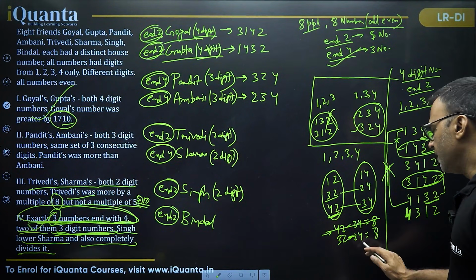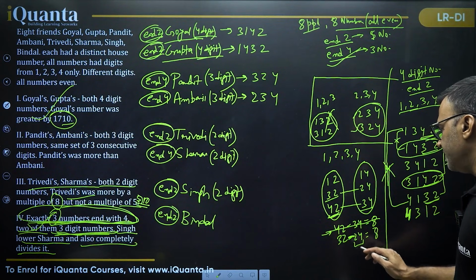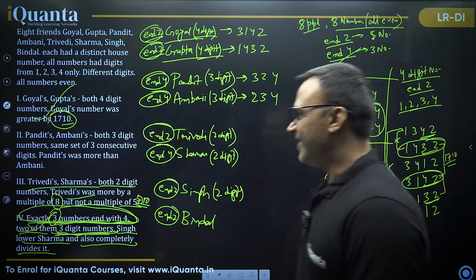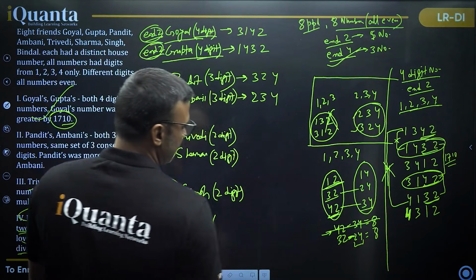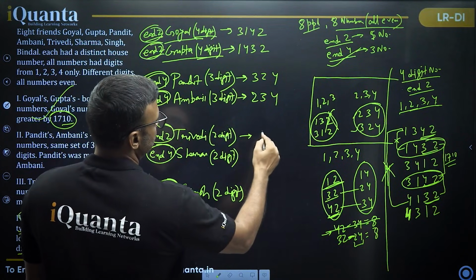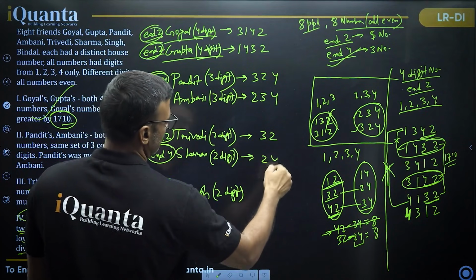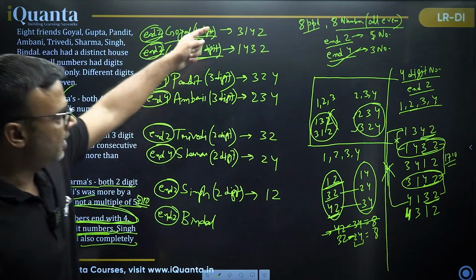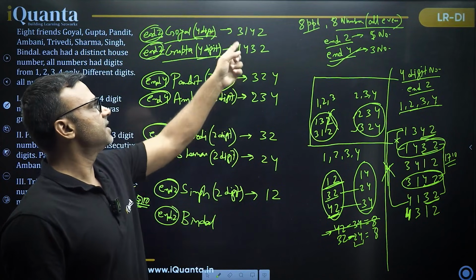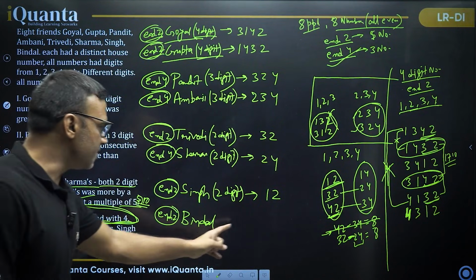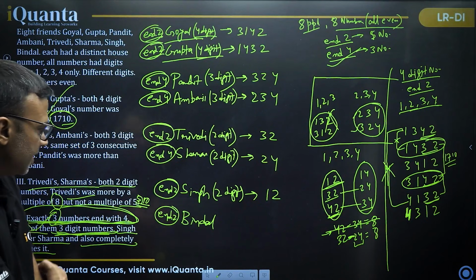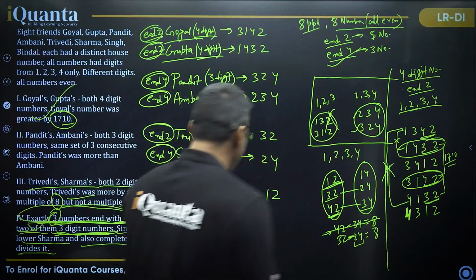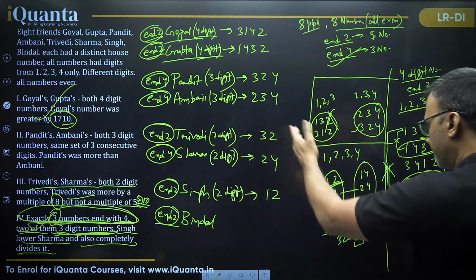Check that also. So if I take Sharma as 24, is there any 2-digit number which divides 24? Yes, 12. Right. So what do we have? Trivedi and Sharma 32, 24 and Singh 12. Wow. So we have determined house numbers of 1, 2, 3, 4, 5, 6, 7 people. Bindal is not yet clear. One thing is clear that it has to end in 2. One thing is also clear that now it cannot be 12.